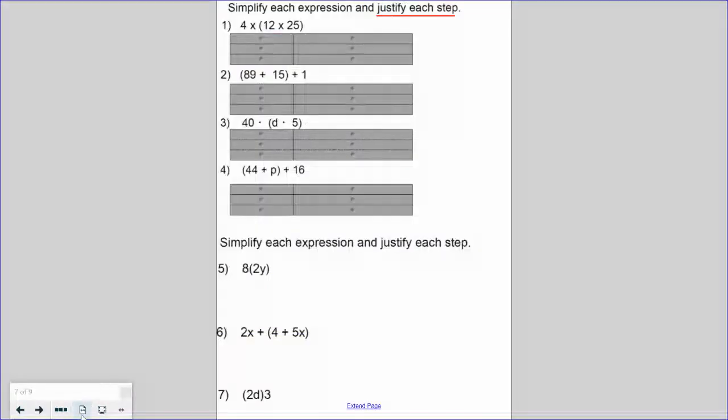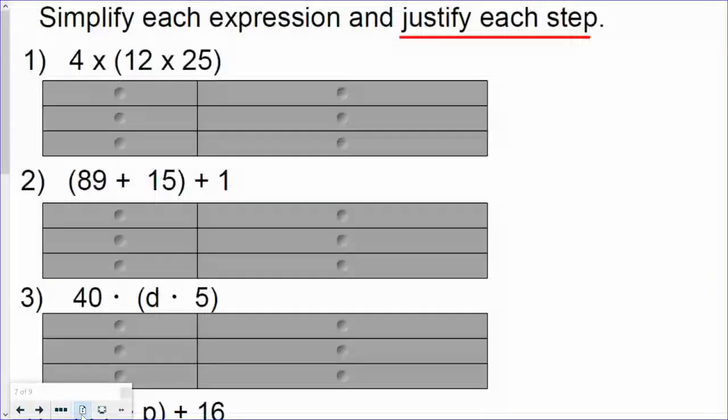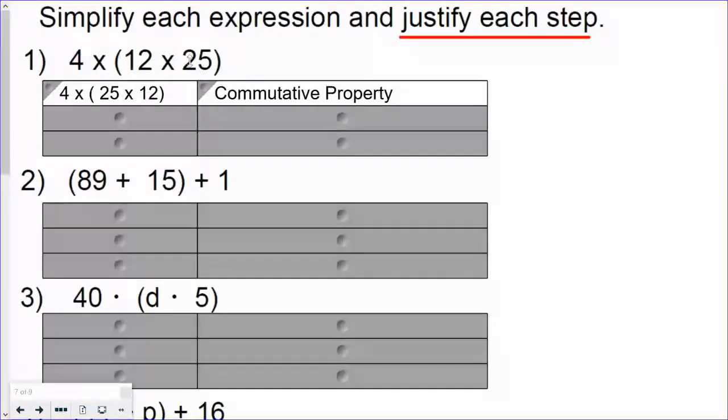Screen. I'm going to change it so you can see it better. Okay, this is where most students struggle. We need to justify. And when we justify, we're going to use the properties. Okay, we're going to try to break it down so we can do this mentally. Okay, so my first step is that I actually am going to change what is associated together. So I want this 25 to actually get closer to this 4. So I'm going to use commutative property. That's my justification.